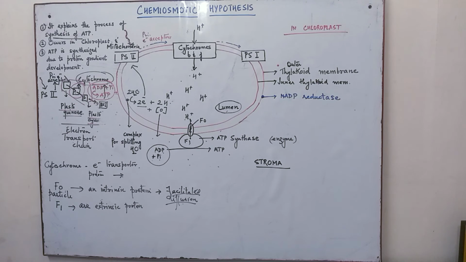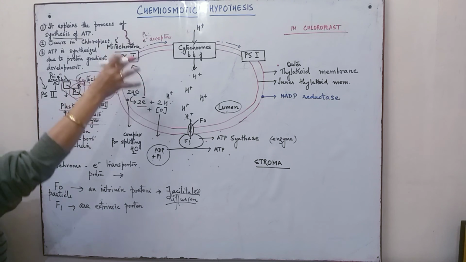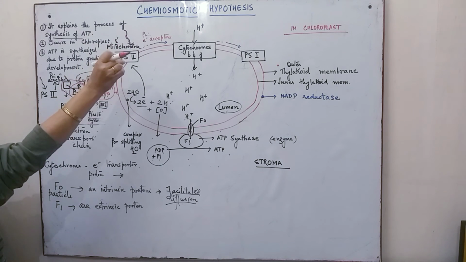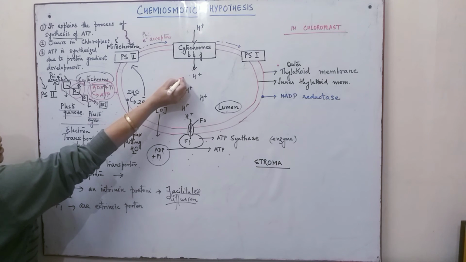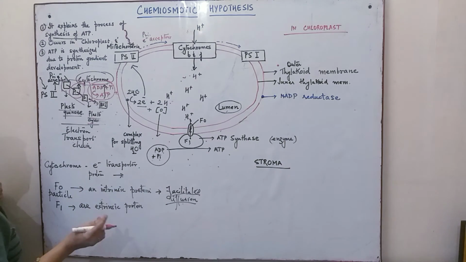Now, within the lumen of the thylakoid, due to this pumping of protons from the stroma to the inner side, there is an increase in the concentration of protons within the lumen.